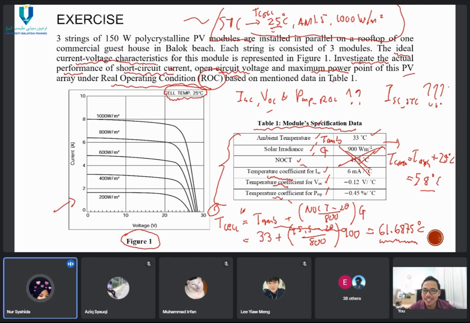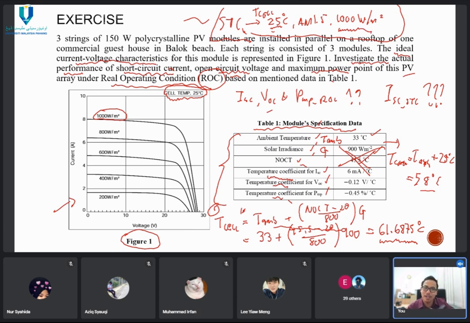Maybe because it is near 1000, sir. Near 1000. Correct. So we are focusing on this 1000 watt per square meter. Remember why? The STC condition is where the irradiance is 1000 watt per square meter.